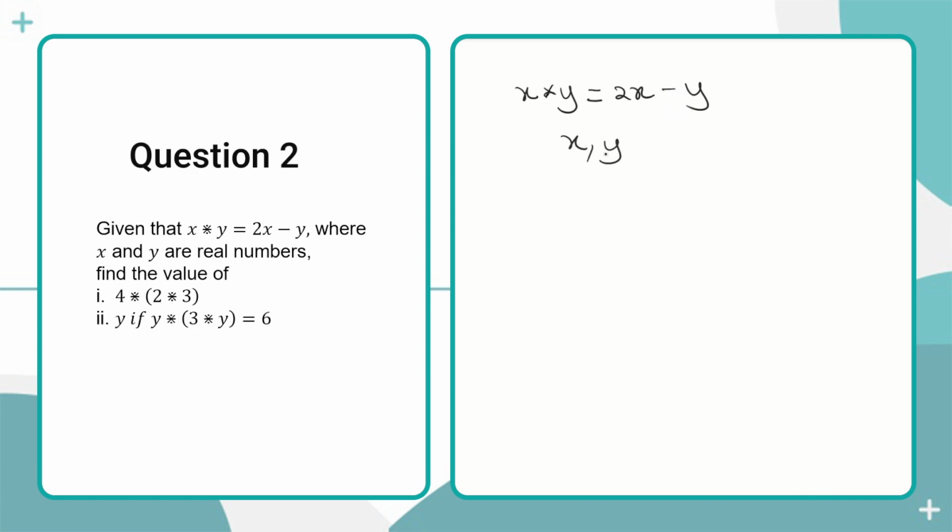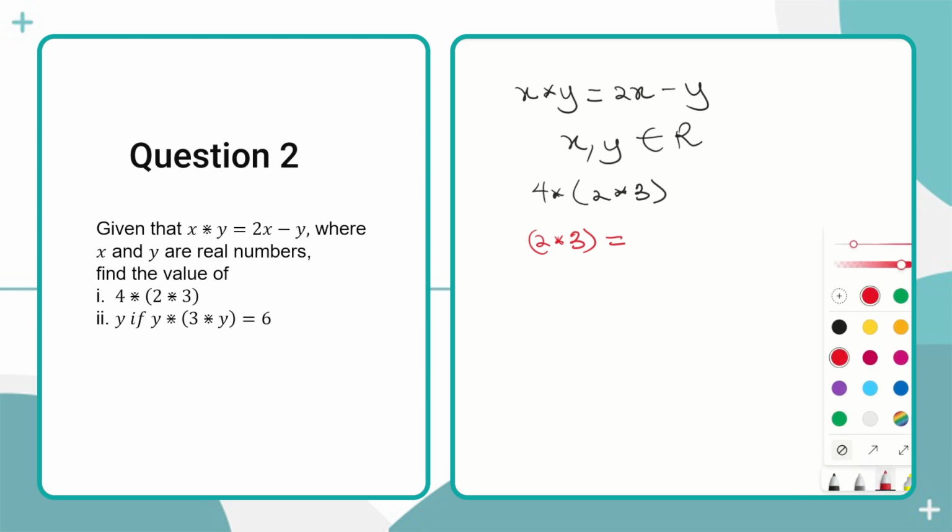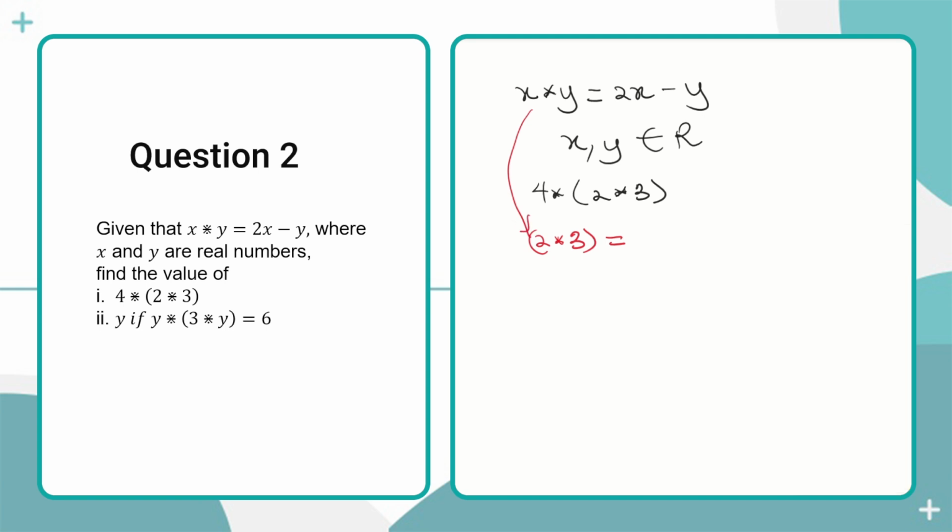So the question says that x and y are members of the real number system. We are supposed to find 4 operation 2 operation 3. So basically we'll deal with the brackets first. So we want to consider 2 operation 3, right? So 2 operation 3 implies that wherever we see our x, we'll put our 2 there, and wherever we see our y, we'll put our 3 there in the operation right here. So it means that we'll have 2 multiplied by 2 minus 3. So our 2 operation 3 becomes equal to 4 minus 3, and that is equal to 1.